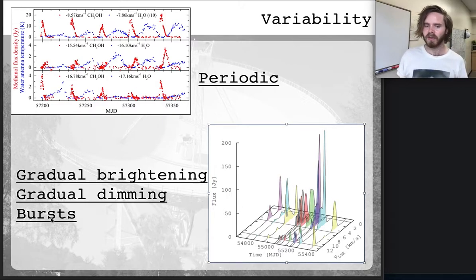Then you have things called bursts, and this is where the maser suddenly gets brighter and then typically drops back down, either quickly or slowly. You can see a burst happened at day 100-ish, at about 3 kilometers a second. So you can see that there are various kinds of maser brightness behavior, both for the water masers, the methanol masers, and the SiO masers.